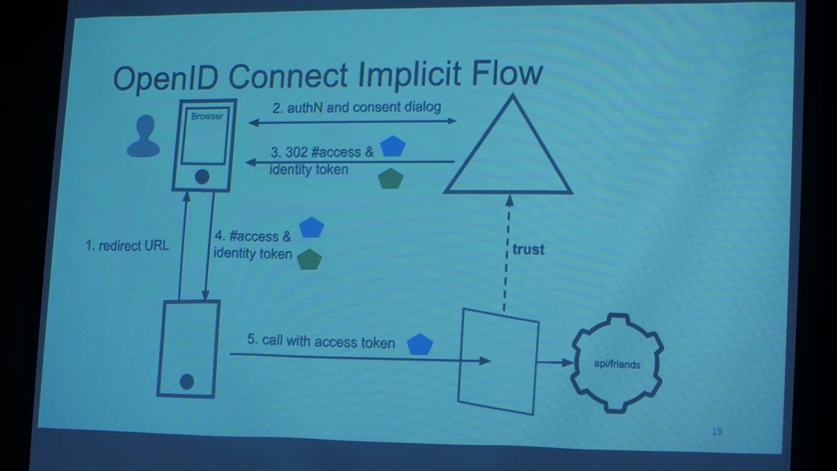So the access token is said to be opaque in the standard, opaque to the client. The client gets it and sends it on. It doesn't consume it itself. The ID token, on the other hand, is consumed by the client.